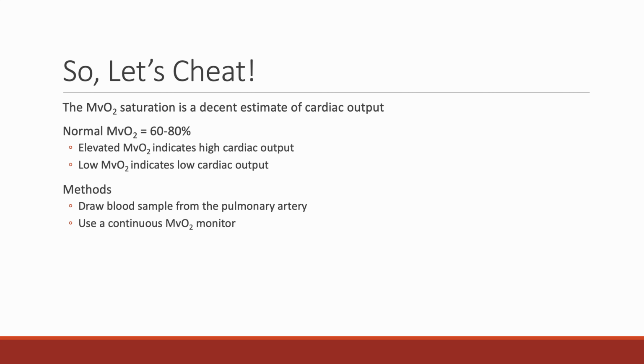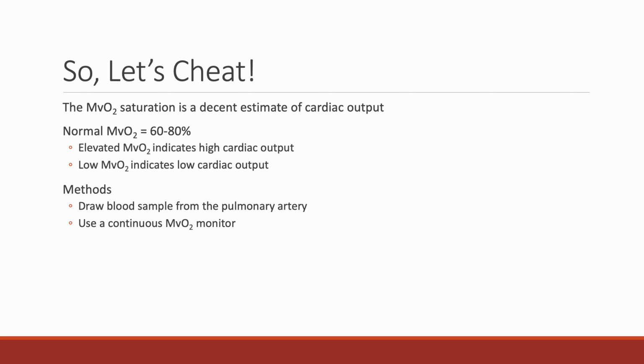So what happens is when the body delivers blood to the tissues, if the cardiac output is really low, then the blood is at the tissue level for a longer time and it can pull off more oxygen. So when the blood gets back to the heart, if the cardiac output is low, the oxygen content in the pulmonary artery is much lower, right?